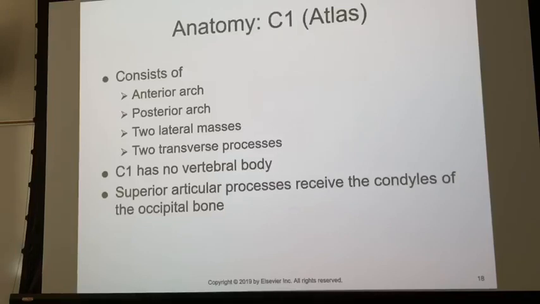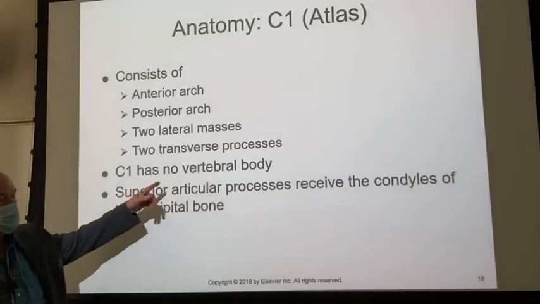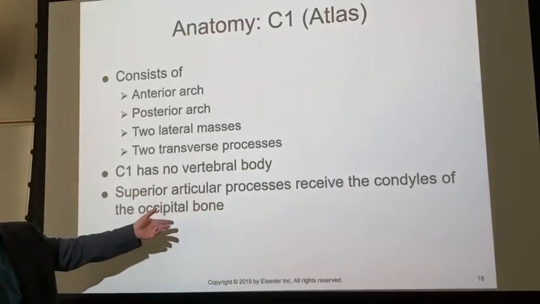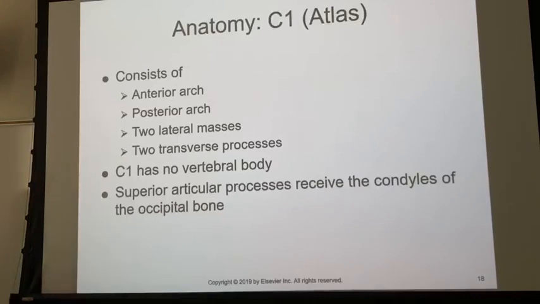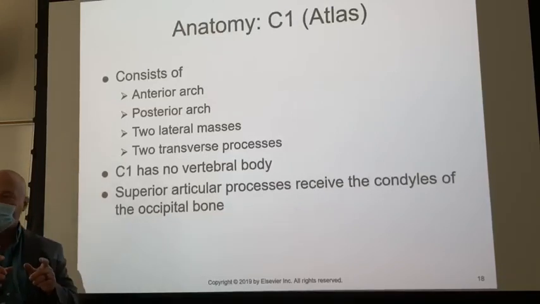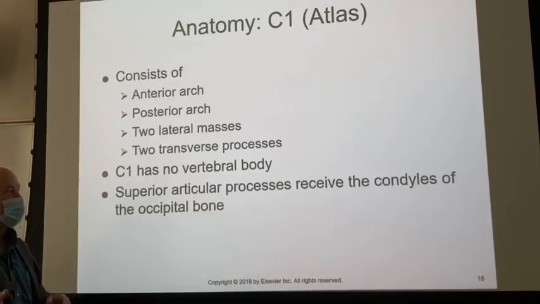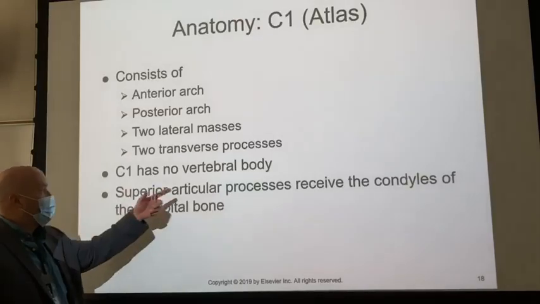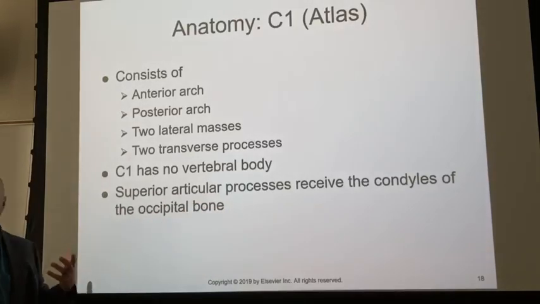So what's unique about C1 is it has an anterior arch, a posterior arch, and two lateral masses, and we'll talk about lateral masses later on. And we've got two transverse processes, but it has no vertebral body. It really doesn't have a body. What you'll see in the drawing in the textbook is that it's a little bit expanded on the front, but it really doesn't have a body itself. It also has superior articular processes to articulate with the condyles of the skull.